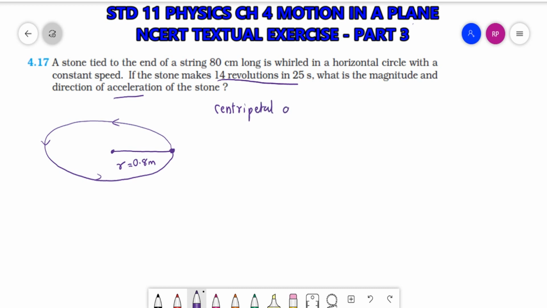Okay, the centripetal acceleration, and its formula is v square by r, where v is the speed and r is the radius. So now for speed, what is the formula for speed? Distance upon time, the total path length. So what I will use, the path length.